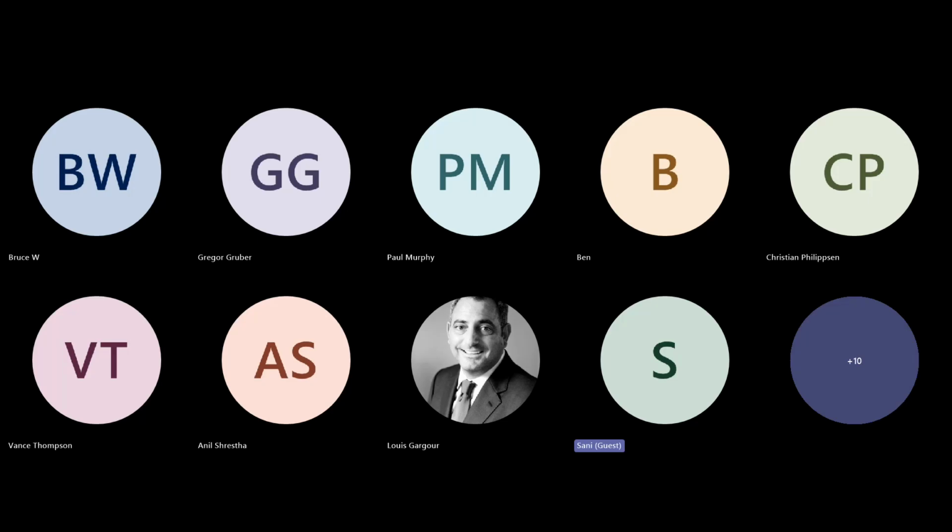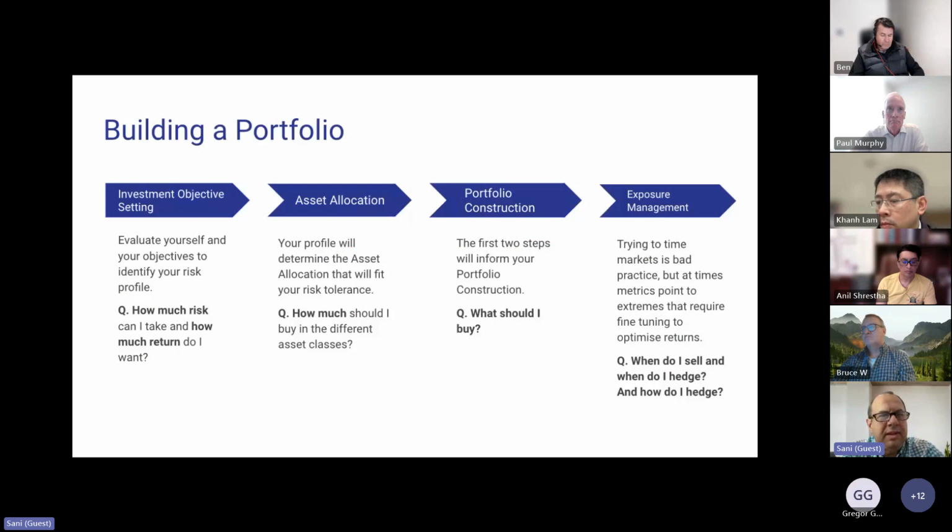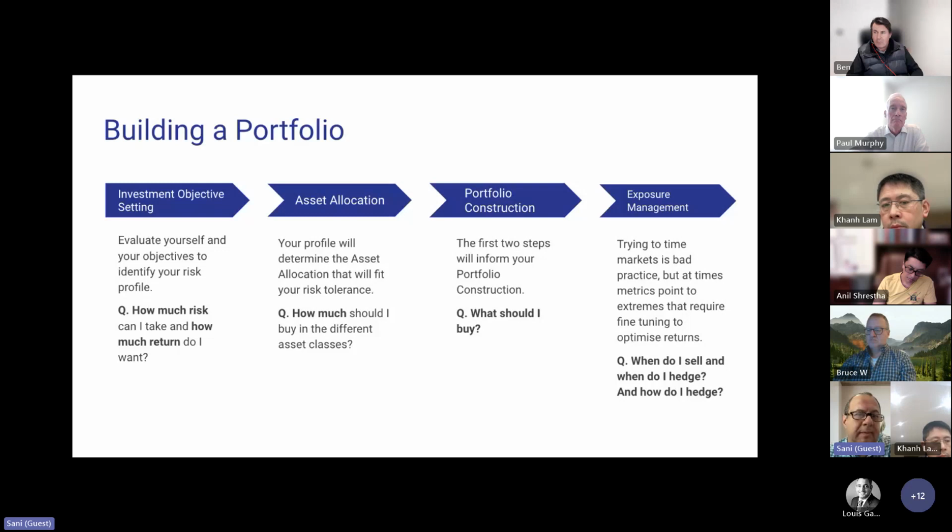Happy or unhappy. So in your investment objective setting, really what you do is evaluate yourself, your objectives, and identify the kind of risk profile that represents you. And the question you answer here really is, how much risk can I take and how much return do I actually want? Once you've answered that, you move on to your asset allocation, which is basically determining what fits that risk profile. And that question is, how much should I buy in different asset classes?